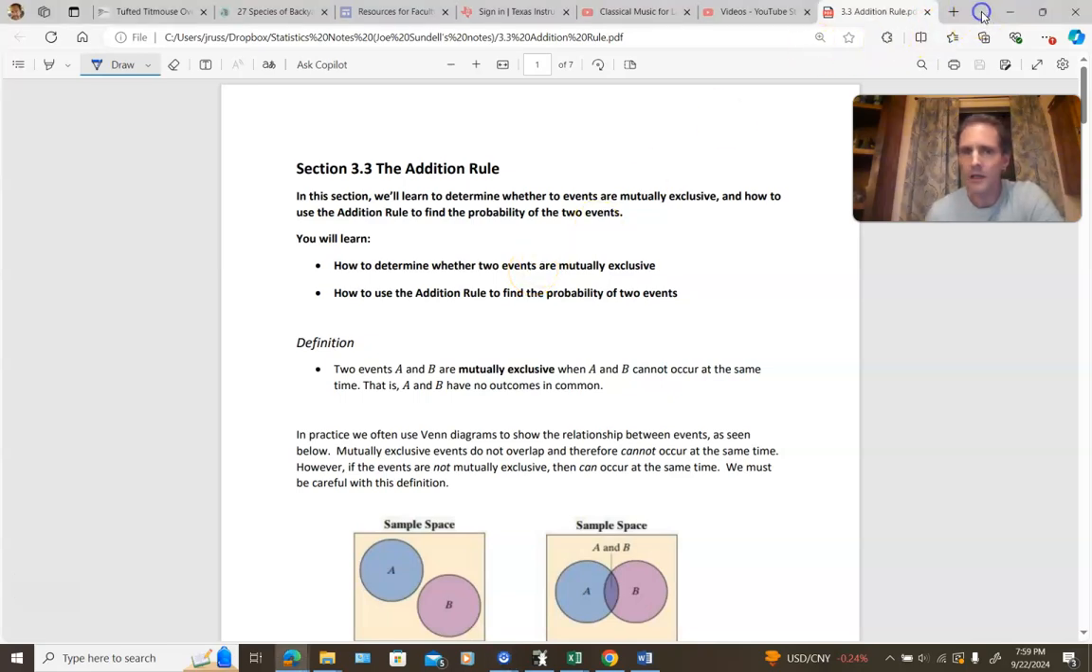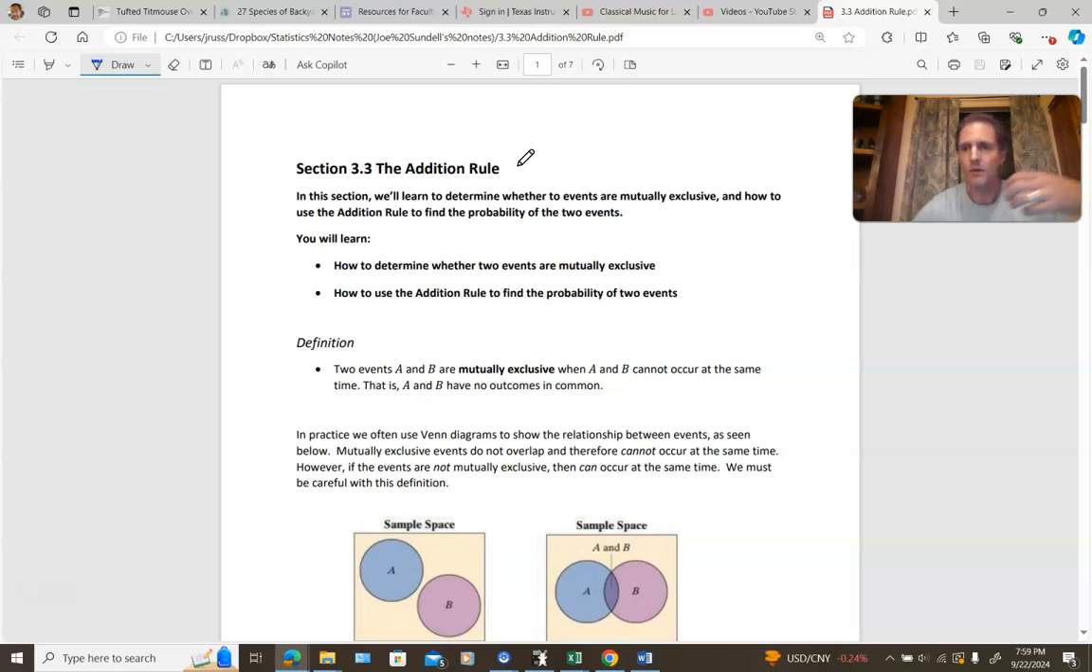Okay, welcome back, guys. We're going to look at section 3.3 today, and this is on what is referred to in this textbook as the addition rule. In the previous section, we looked at finding the probability that two events would both occur.